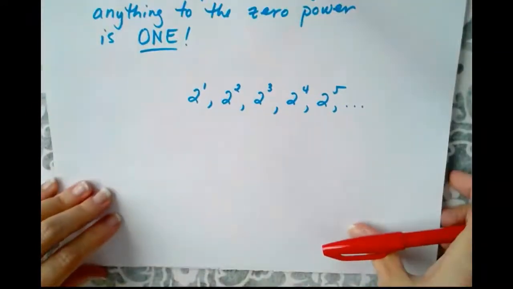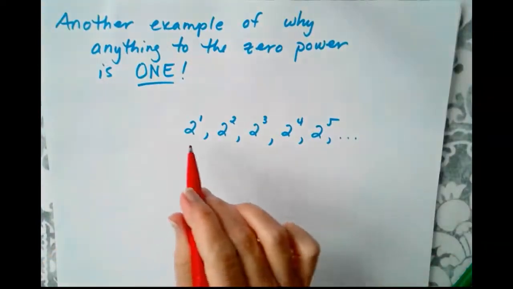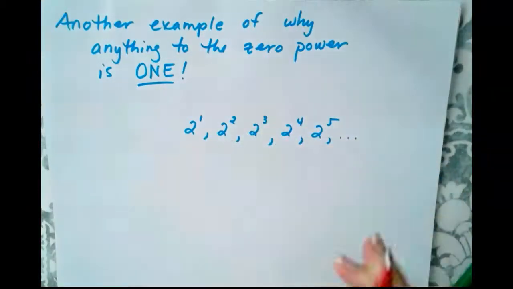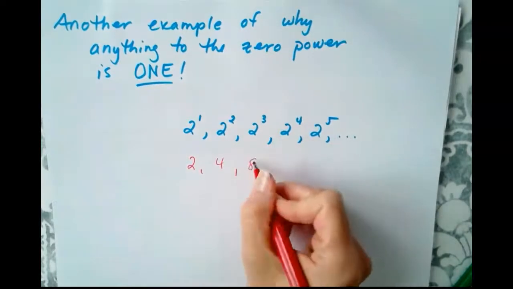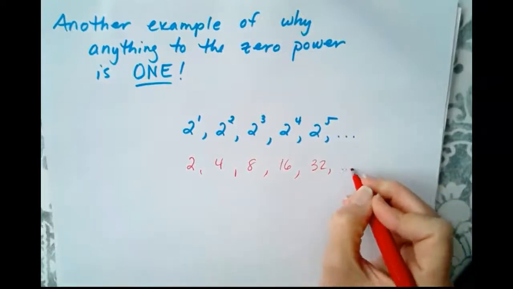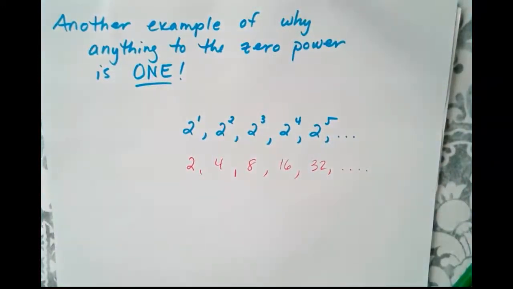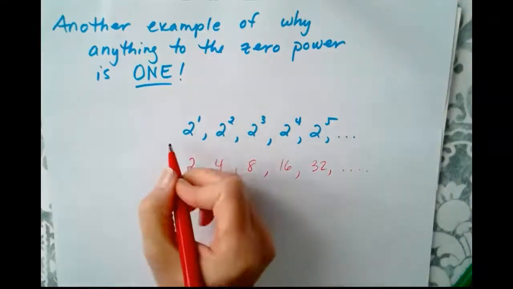One last quick note here, and this is just another example of why anything to the 0 power is 1. Here are ascending powers of 2, and let's evaluate them. 2 to the first is 2, 2 squared is 4, 2 to the third is 8, 2 to the fourth is 16, 2 to the fifth is 32, then 64, then 128, then 256, and so on. So powers ascend forever. The powers of 2 are an infinite set. So if we can ascend forever, we can descend. So let's start descending here.